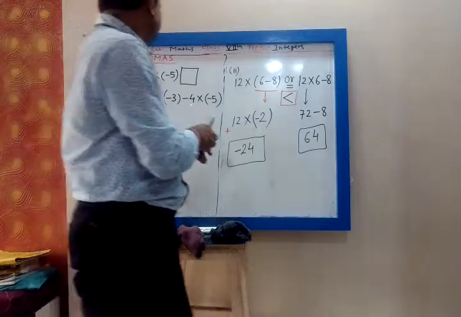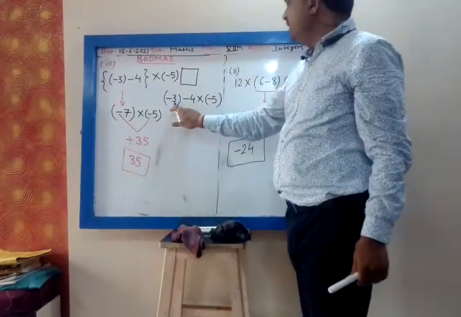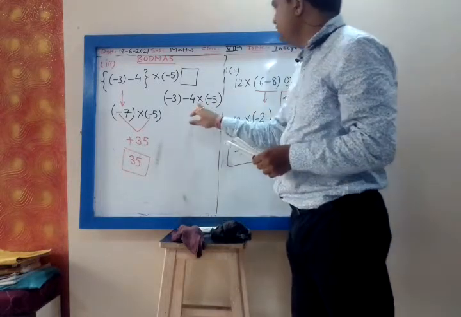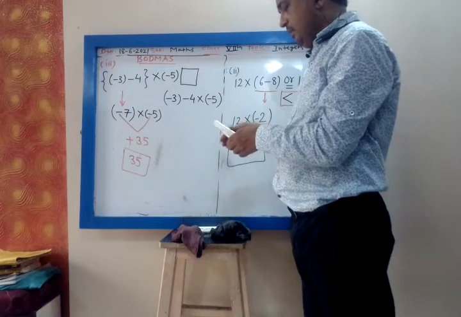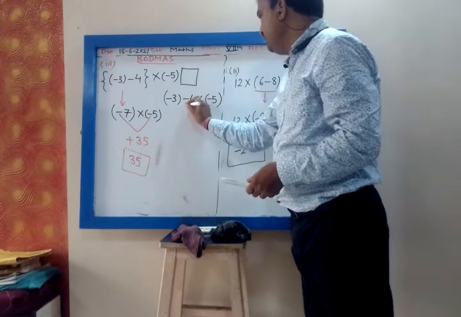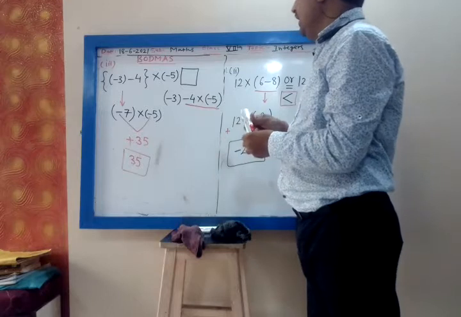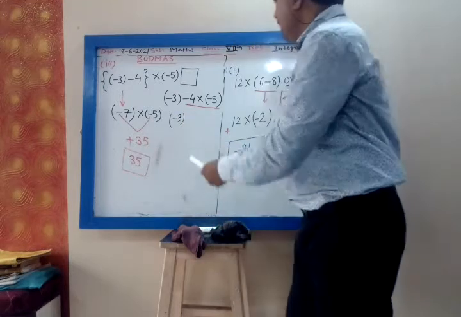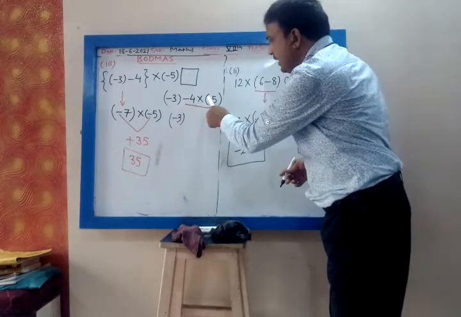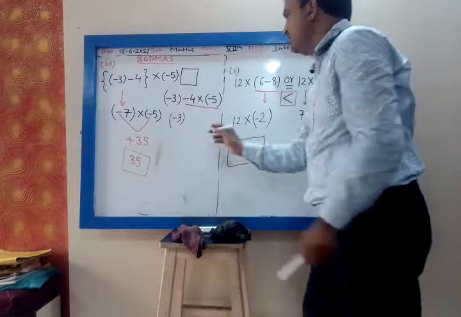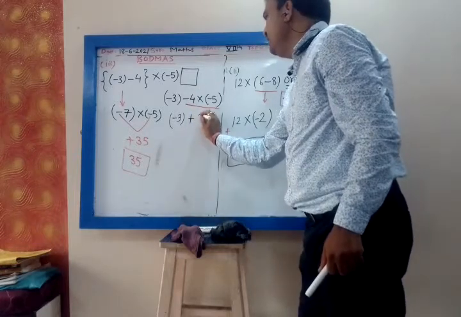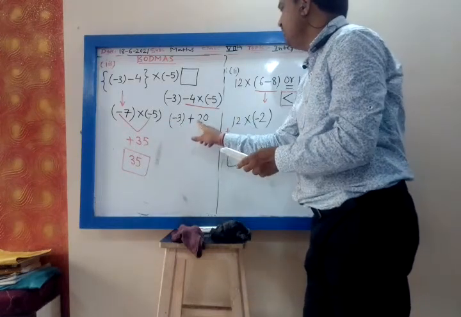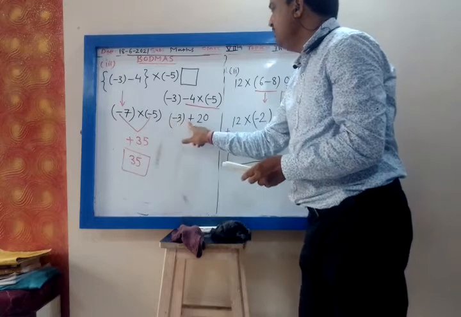Let us see this value. Minus 3, minus 4, and now which one will you perform first? First you will perform multiplication, so simplify this part. Minus 3 we write as it is. Now what is the multiplication of minus 4 and minus 5? Minus into minus is plus, 4 into 5, 20. Now again, what is the sign of 3? Minus. What is the sign of 20? Plus.